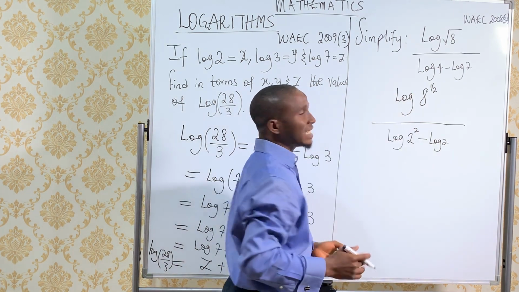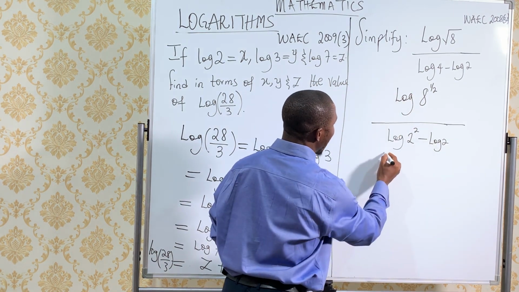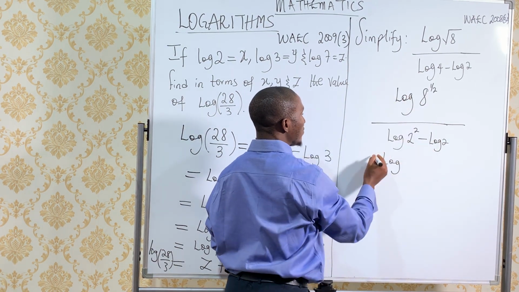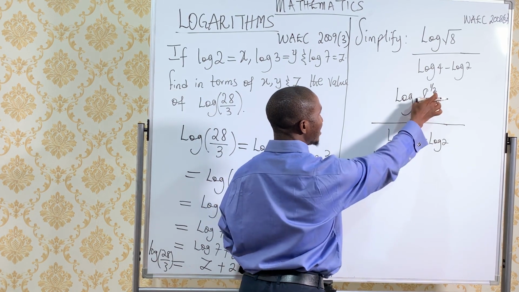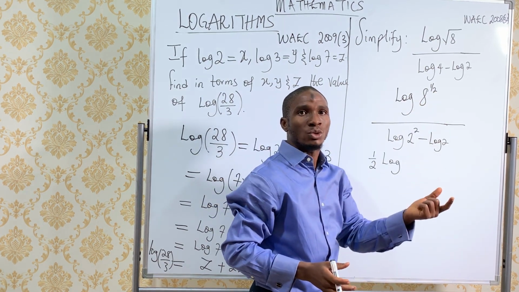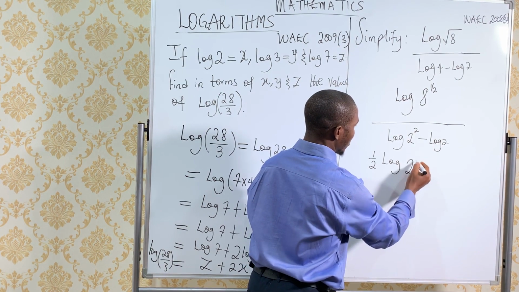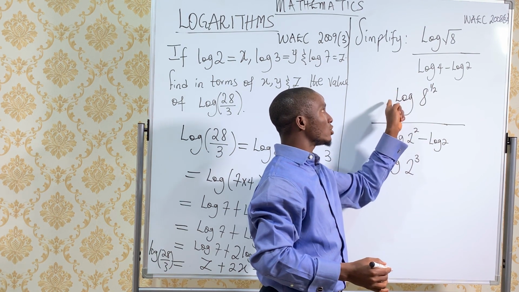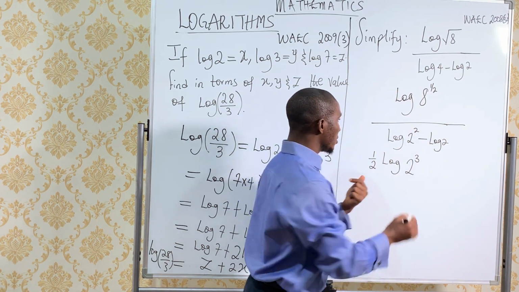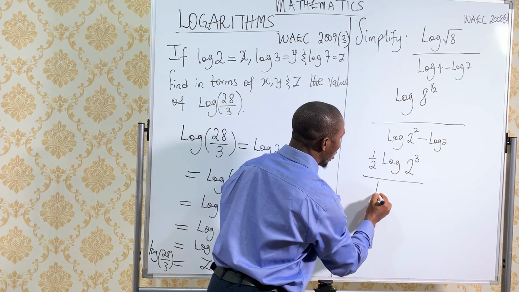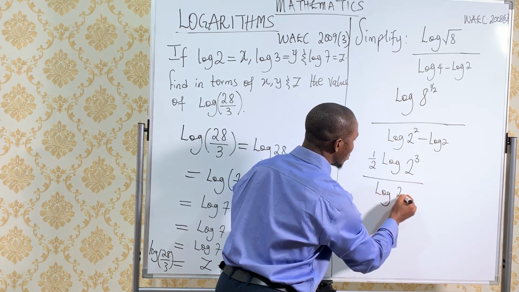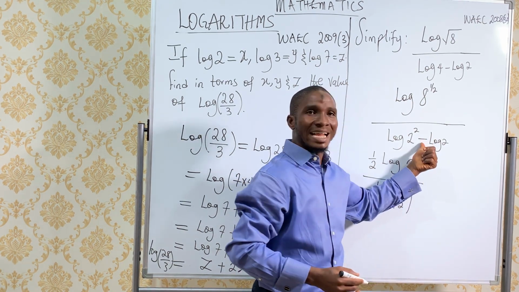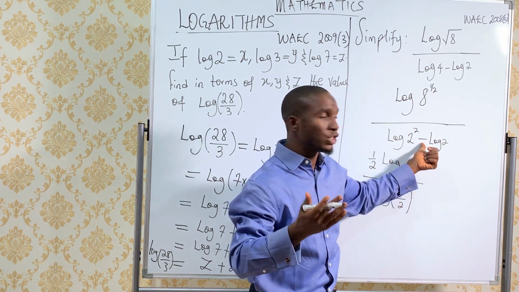Now, in breaking this down further, we can have it to be log. This is a power. It can come to the back. You have it to be 1 over 2 and log 8. 8 can be expressed as 2 raised to the power 3. This half has come to the back from our previous laws of logarithms. Then divided by log 2 raised to the power 2, minus log 2. Negative from our second law of logarithms means division.